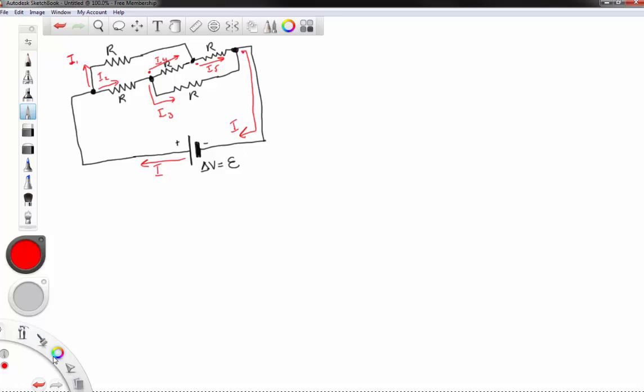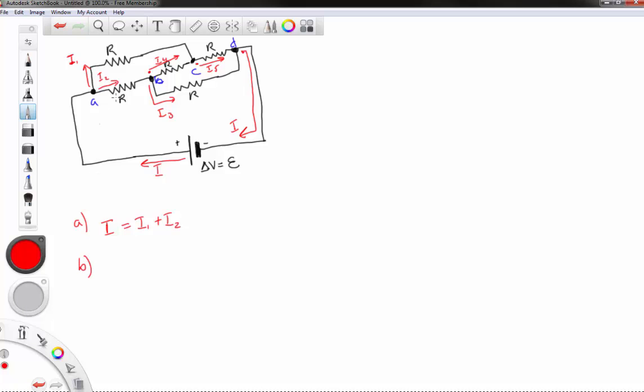So what is it that the Kirchhoff's junction rules are going to give us? First of all, it might be helpful here to also label the junctions. So we can call it junction A, junction B, junction C, and junction D. And let's look at the first three of these junctions and what happens. So for junction A, we have basically that the current entering the junction is I, the current leaving it is I1 plus I2.